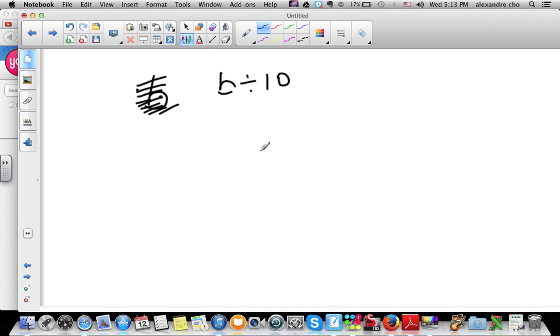And then B divided into 10. Well, here's 10. And you want B divided into 10. So how many times can B go into 10? Well, we don't know because we don't know the value of B. But to write the second part, B divided into 10 would be 10 divided by B.